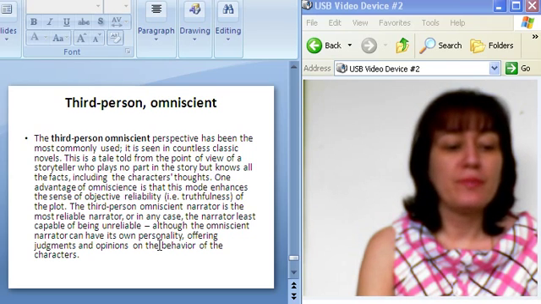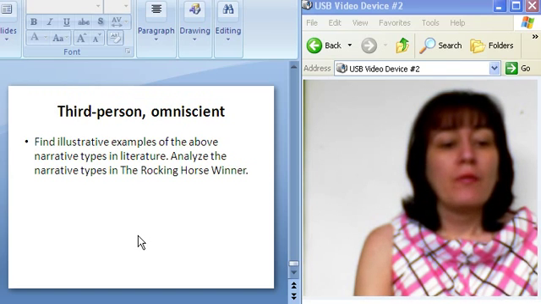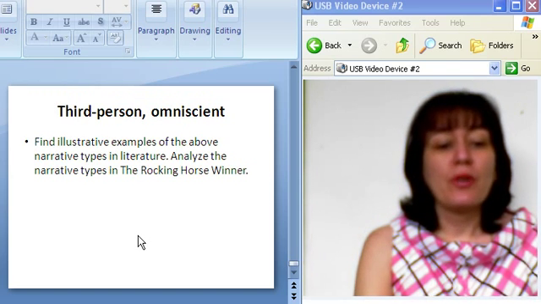Find illustrative examples of the above narrative types in literature. Analyze the narrative types in The Rocking Horse Winner.